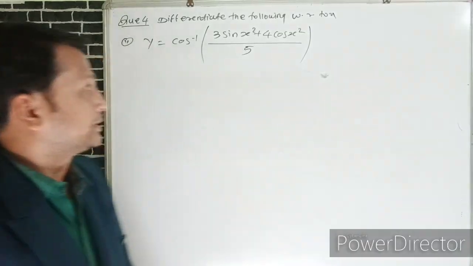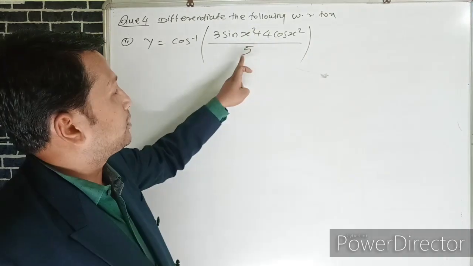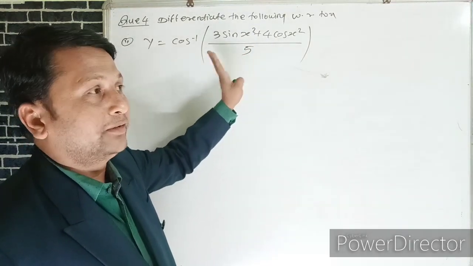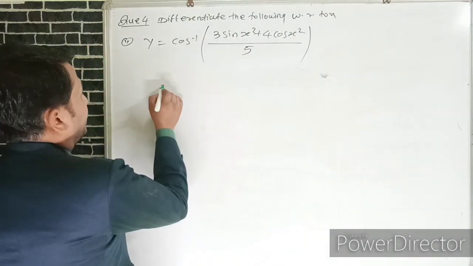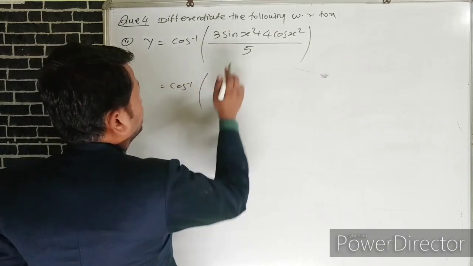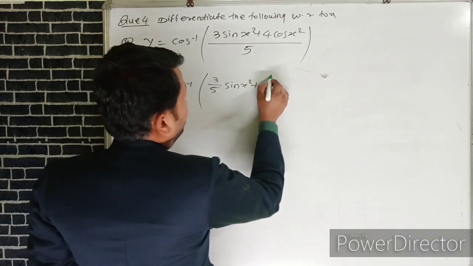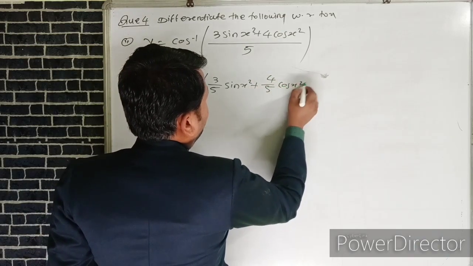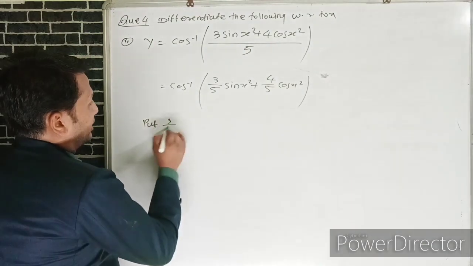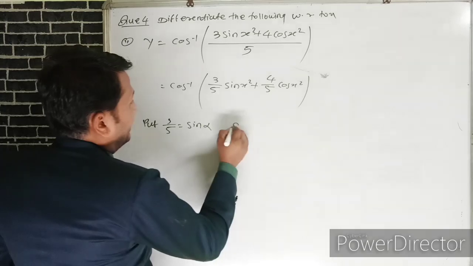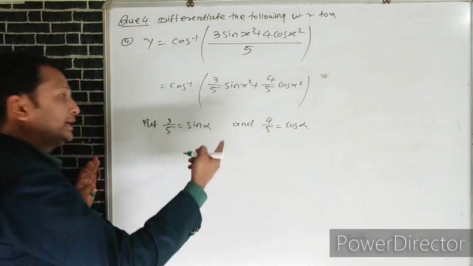Next one, the second example, is cos inverse of 3 sin x square plus 4 cos x square upon 5. Similarly, we can differentiate this example. First we separate the whole term: 3 upon 5 sin of x square plus 4 upon 5 cos of x square. Here if we put 3 by 5 equal to sin alpha and 4 by 5 equal to cos alpha, then we can verify it also.